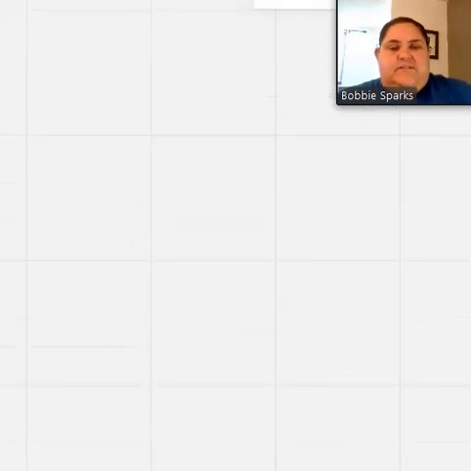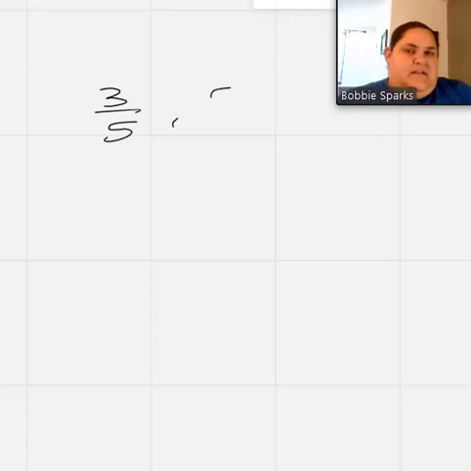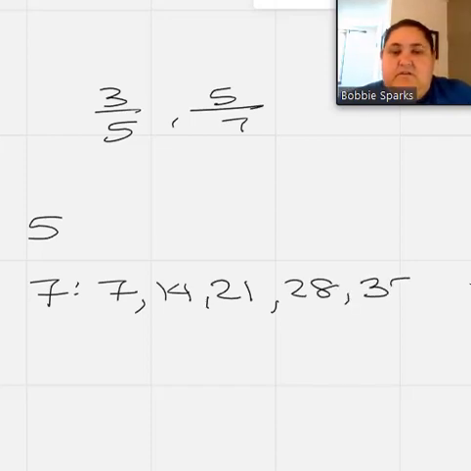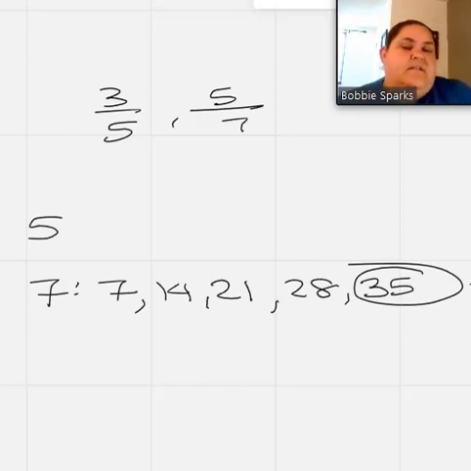So let's say, for instance, I have, I don't know, a 3/5 and maybe a 5/7. So again, just focusing on the denominators, a 5 and a 7, I'm going to start with my multiples of 7. Does 5 divide into 7? No. Into 14? No. Into 21? Nope. Into 28? Nope. Into 35? Yes. And so now I have my least common denominator.